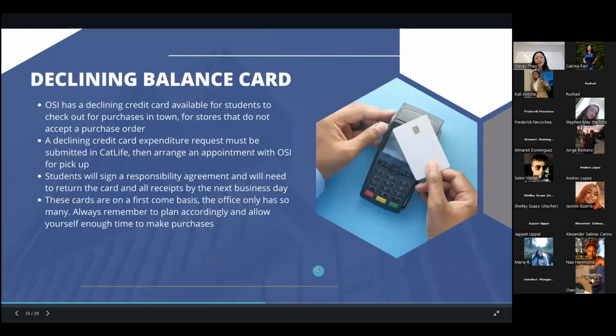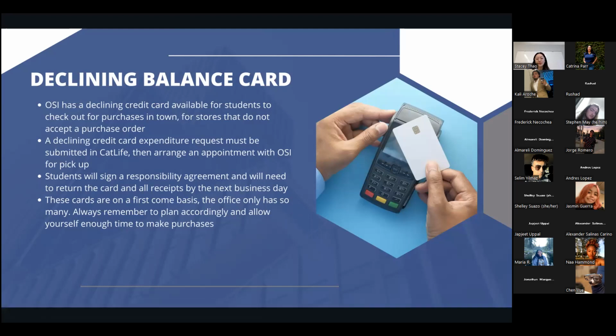As for the declining balance card, OSI has a declining credit card available for students to check out for purchases in town at stores that do not accept a purchase order. Any stores you need to buy from, such as Dollar Tree, which is a really common one, or Costco or Food Max. The declining credit card expenditure request must be submitted in Cat Life, then arrange an appointment with OSI for pickup. It is really important to also keep your list of e-board members updated on your admin tab, just so we know who to contact for this information.